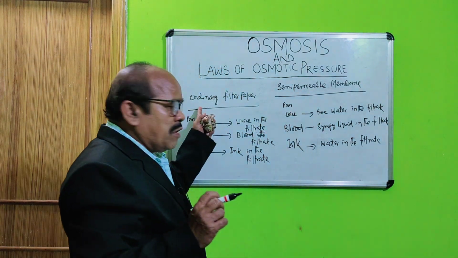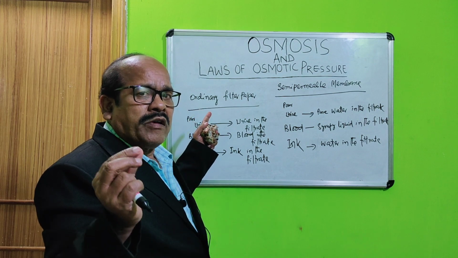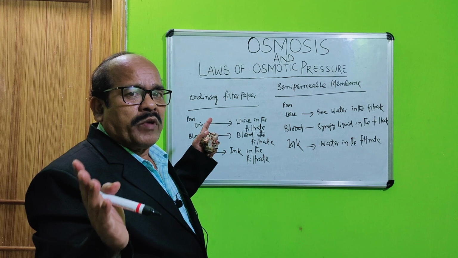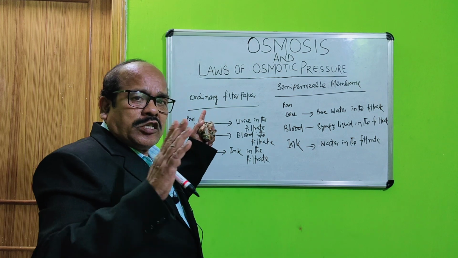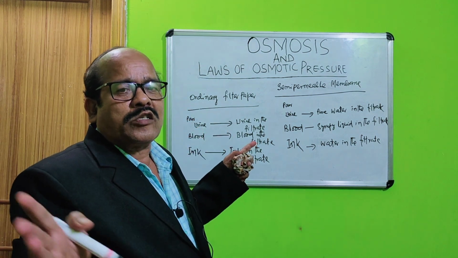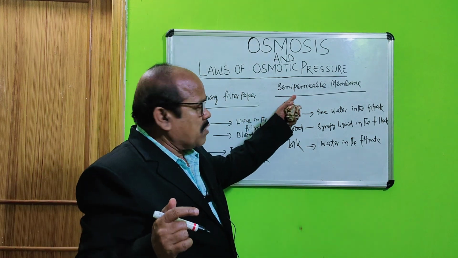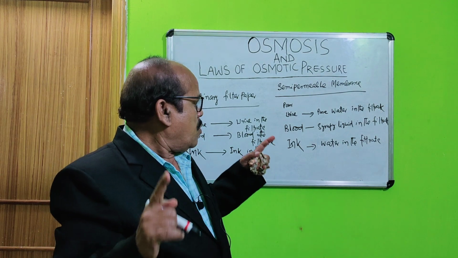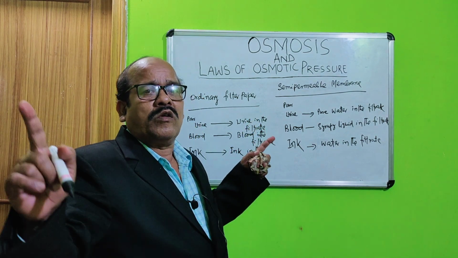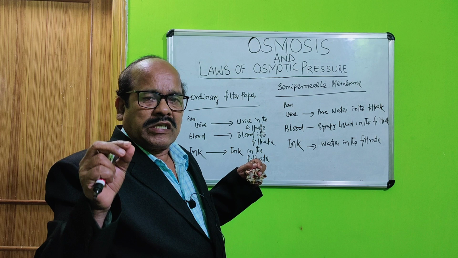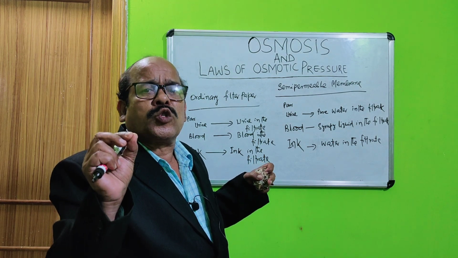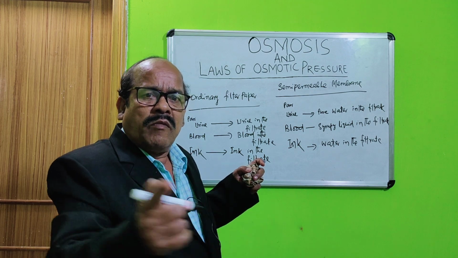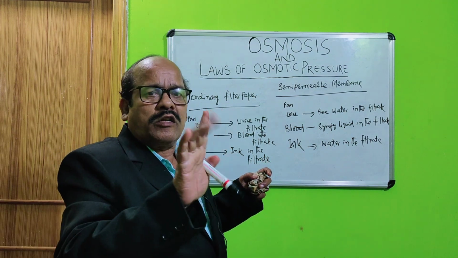In case of ordinary filter paper, the pores are big, because it allows both solute and solvent to pass through it. But in case of a semi-permeable membrane, the solute will not be allowed to pass, whereas only the solvent molecules can pass through it. The pores are so small that no solute particles will go.